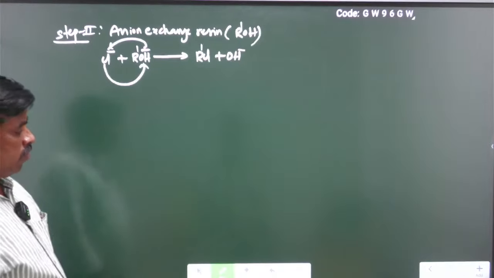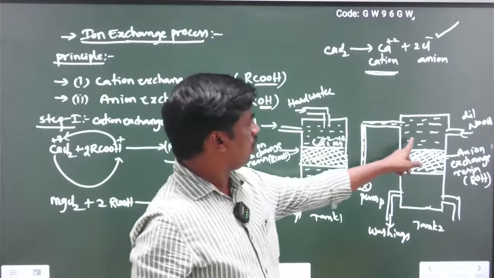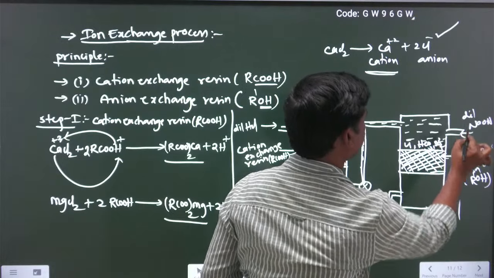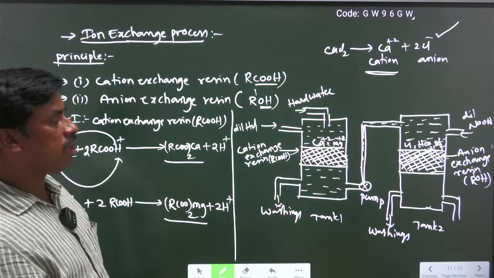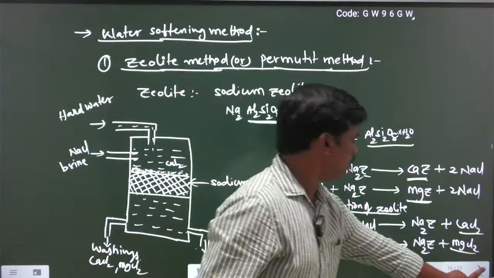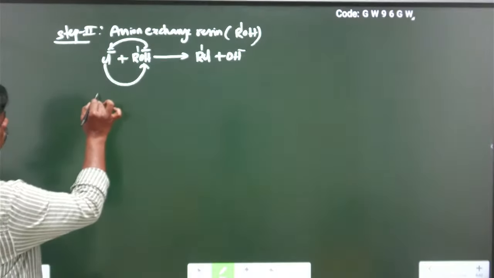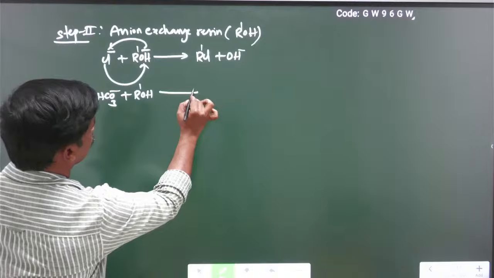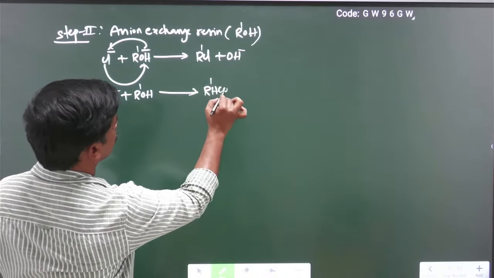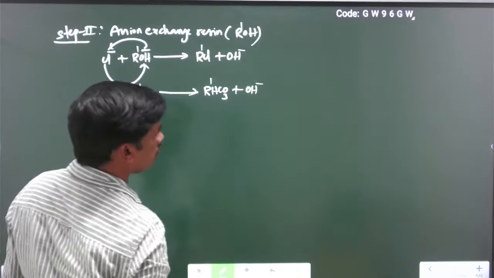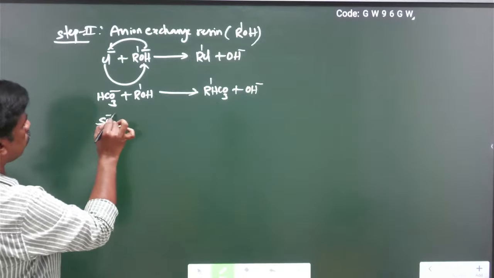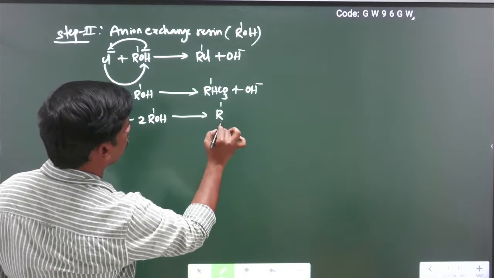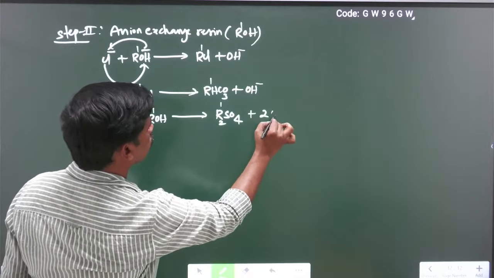All these reactions take place in this step, and all the anions can stop here: Cl minus, HCO3 minus, SO4 2 minus, etc. These ions are stopped on the surface bed of the anionic exchanging resin. Similarly, for example, HCO3 bicarbonate anion combines with R-OH to form R-HCO3 and OH minus. In the same manner, SO4 2 minus reacts with 2 moles of R-OH to form R2SO4 and 2 OH minus.